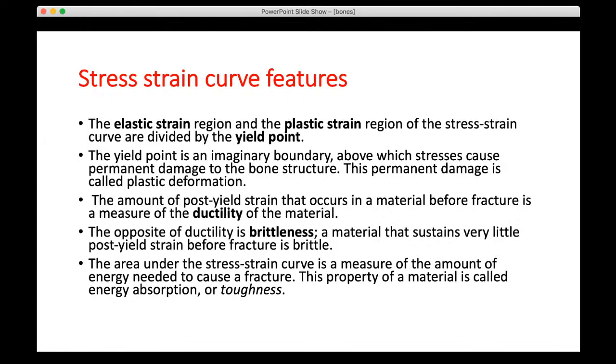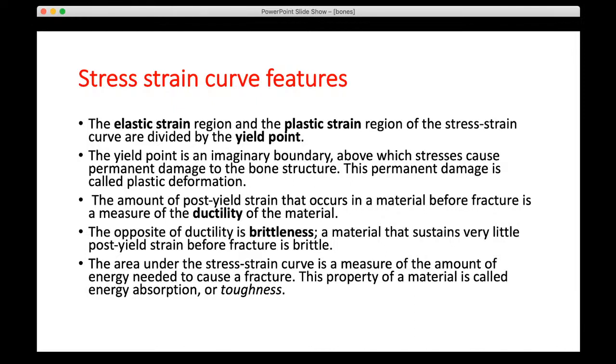Third point, the amount of post yield strain that occurs in a material before fracture. After the yield point, how much the curve stretches, that is the point. The amount of post yield strain that occurs in the material before fracture is known as ductility of the material. And the bones have poor ductility, as I've told you before, because bones will not stretch much. As soon as yield point comes, the bone will fracture very soon.